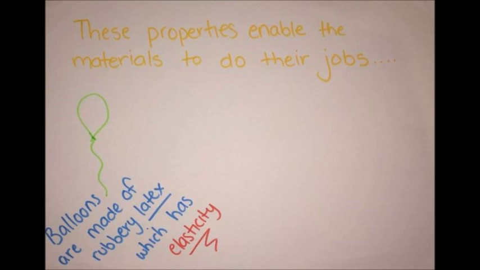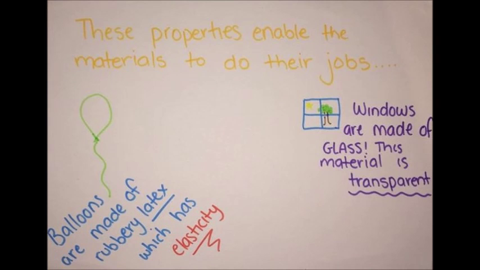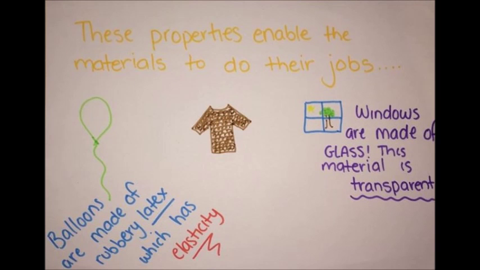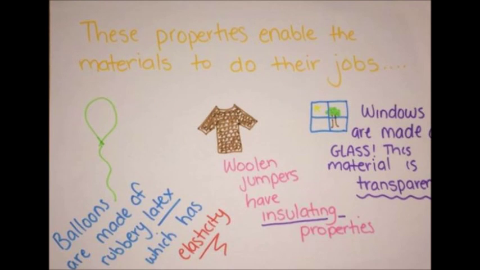One item that has the property of elasticity is balloons, which are usually made of a rubbery latex. Windows are made of glass which is transparent as it lets light pass through it. Woolen jumpers keep us warm due to their insulating properties.